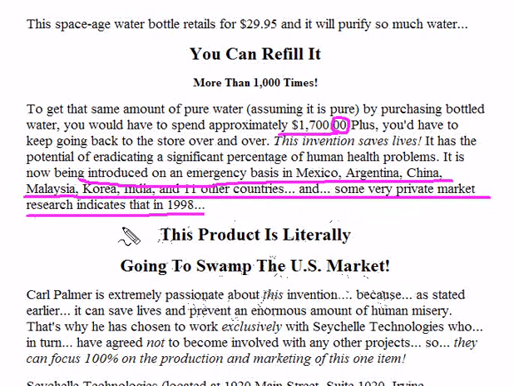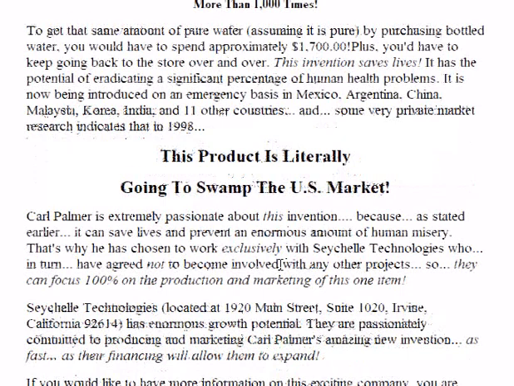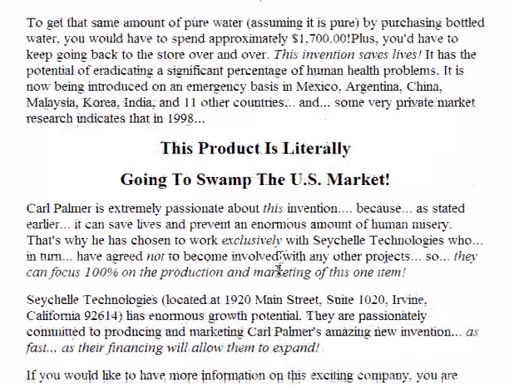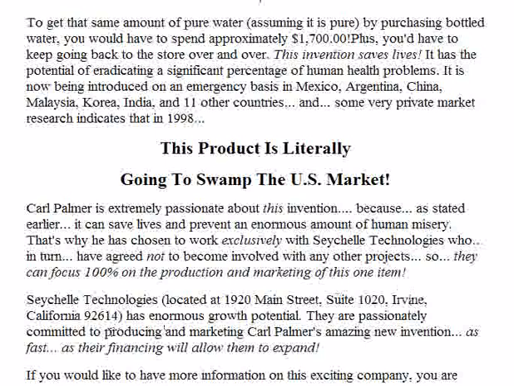Okay, again, projection. Now Carl Palmer is extremely passionate about his invention because, as stated earlier, it can save lives and prevent an enormous amount of human misery. That's why he has chosen to work exclusively with Seychelles Technologies, who in turn have agreed not to become involved with any other projects, so they can focus 100% on the production and marketing of this one item. Okay, that is something that investors would be concerned about. Seychelles Technologies has enormous growth potential. They are passionately committed to producing and marketing Carl Palmer's amazing new invention.